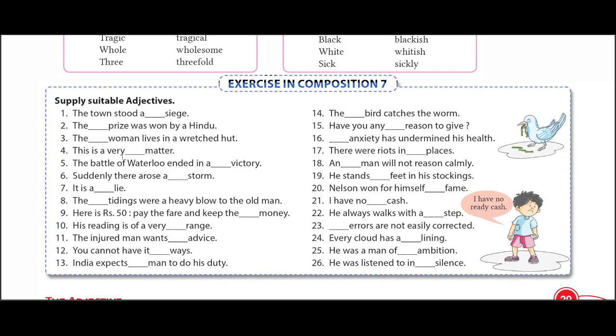This is a very dash matter, a serious matter, a sensitive matter, a complex matter, a complicated matter, a multifaceted matter, important matter, crucial, urgent, high stakes matter. So many adjectives are possible. The Battle of Waterloo ended in a dash victory, a decisive victory, an overwhelming victory, a crushing, historic, strategic, complete, resounding victory.